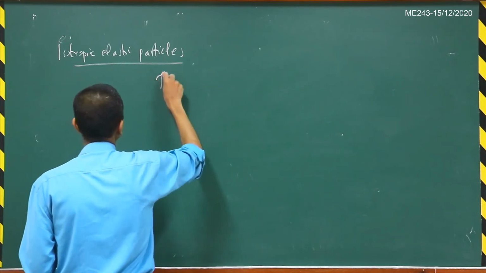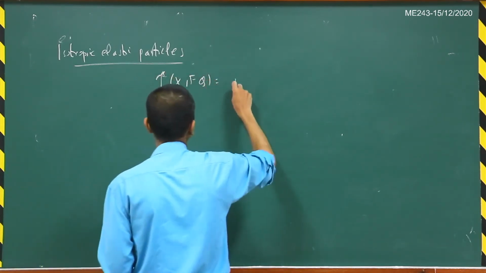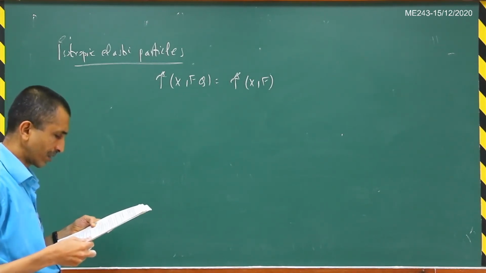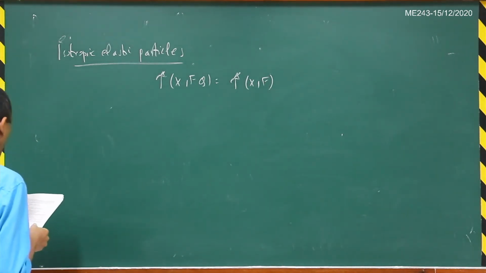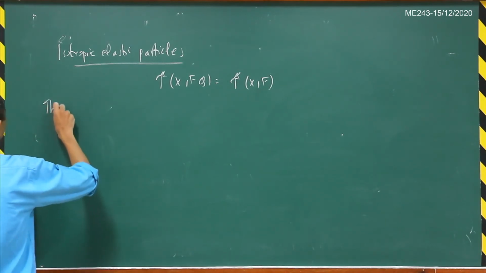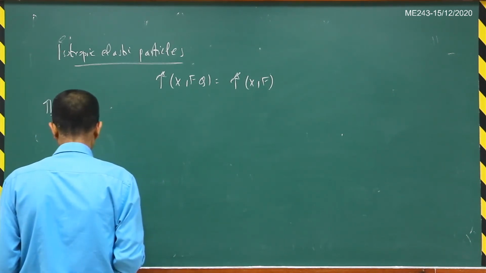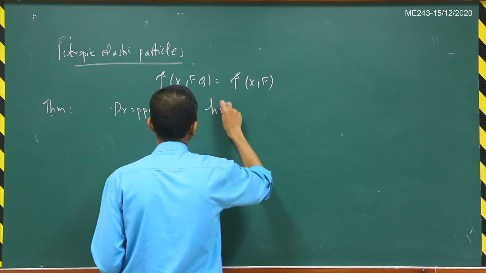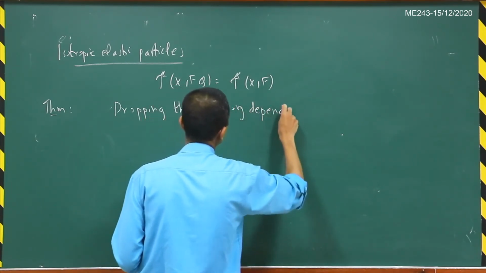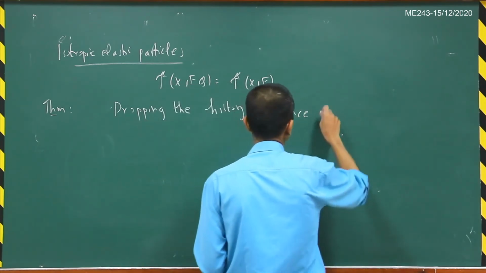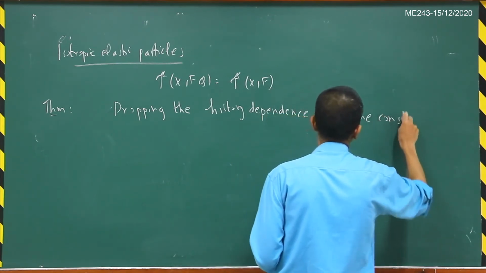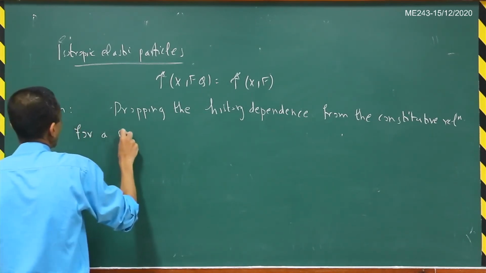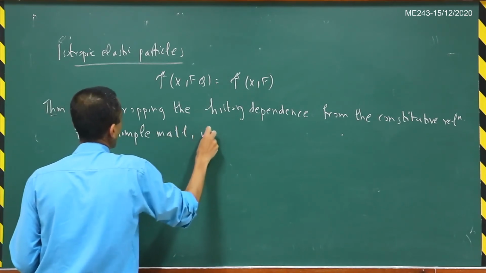So we have seen that this implies that tau hat of x comma F is the Cauchy stress, and then you will have similar relations for the first Piola-Kirchhoff stress and the second Piola-Kirchhoff stress here. Fine. So now let us look at the constitutive relation for an isotropic elastic material here. Fine. So, theorem: dropping the history dependence from the constitutive relation for a simple material, we get that.